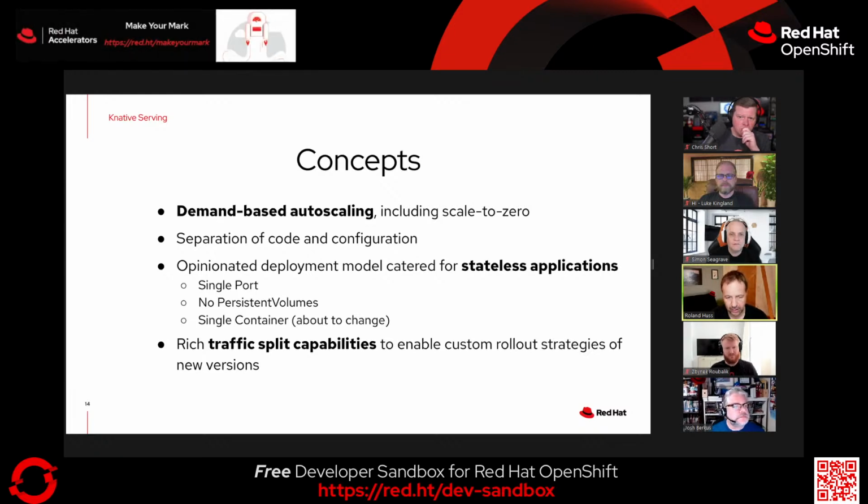Then it has also rich traffic split capabilities, which means that you can enable custom rollout strategies like canary deployments and blue-green deployments. And this is super convenient because you have different versions of your applications running there. And then you can really fine granularly define how much traffic goes to which version. You can try it out and then scale it forth and back as you like. So all the missing strategies from core Kubernetes, you can have this with Kinetic as well.